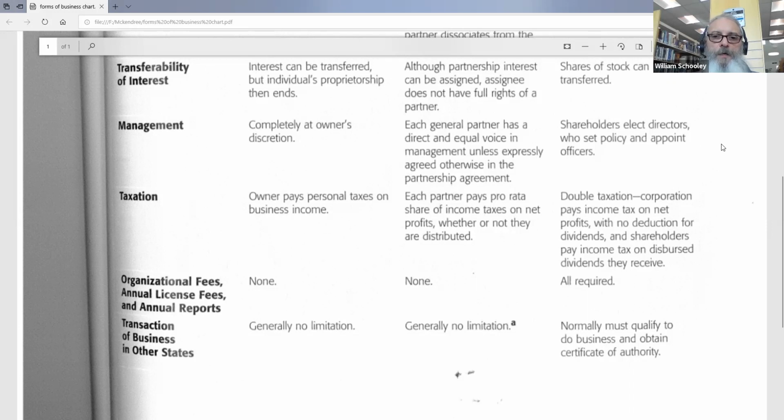Same thing for partners, except the partners get a pro rata share, that is a percentage according to the partnership agreement, of the profits and or losses as defined in the agreement. You get a Schedule K, I believe it is called, which is attached to your personal tax return as a partner. And then those profits or losses flow directly to your personal tax return.